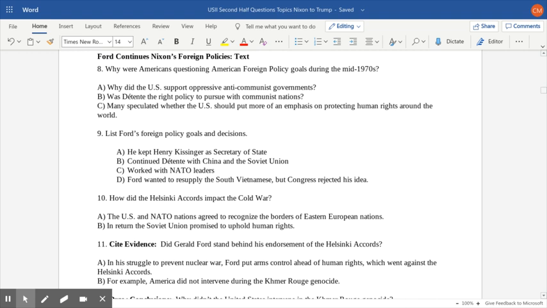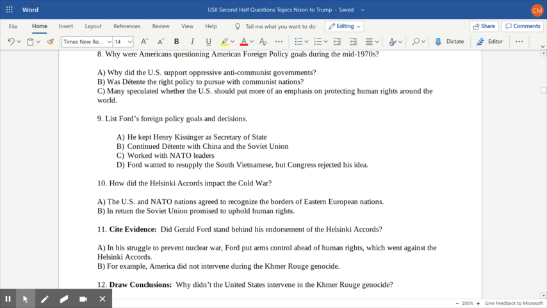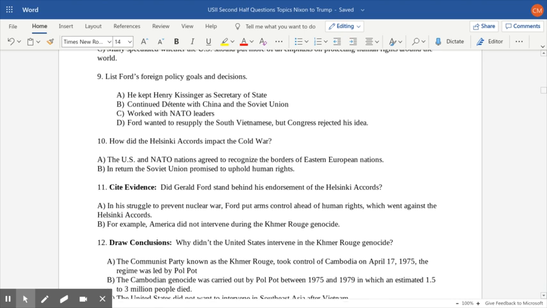Number 10. How did the Helsinki Accords impact the Cold War? Well, the United States and NATO nations agreed to recognize the borders of Eastern Europe. These were the Soviet bloc countries or satellite states of the Soviet Union. For a long period of time, we tried to not really engage too much in regard to these communist Eastern European countries. So we did recognize those which were carved up by the Soviet Union. In return, the Soviet Union promised to uphold human rights in the countries that they were dominating or controlling.